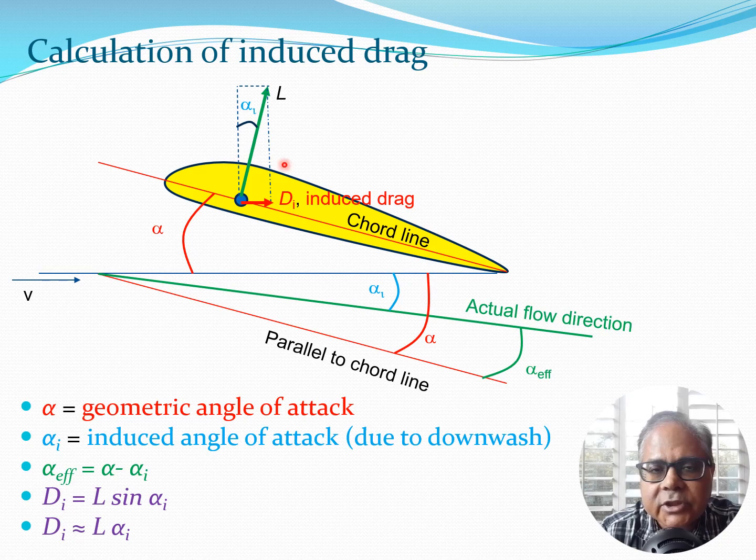So this would be essentially L into sine alpha I, because this angle is also alpha I. And then alpha I is typically small because downwash is small relative to the usual velocity of the aircraft. So I can write Di is approximately L alpha I. This is a very important equation. This is also telling you that the induced drag is coming directly from lift, and the second part of it is directly related to the induced velocity, because alpha I is of course related to the induced velocity.